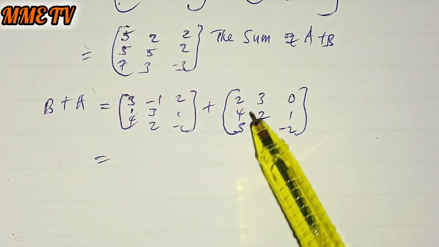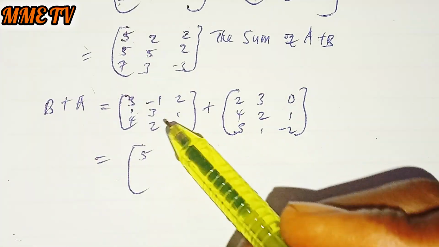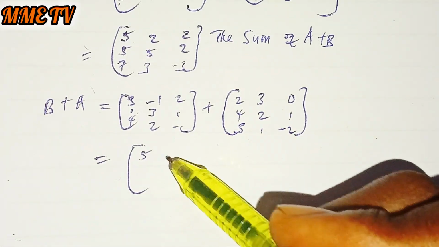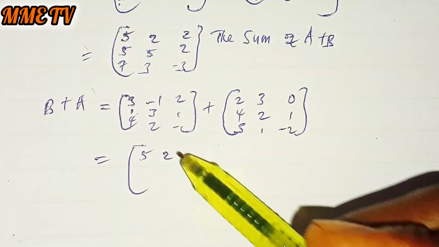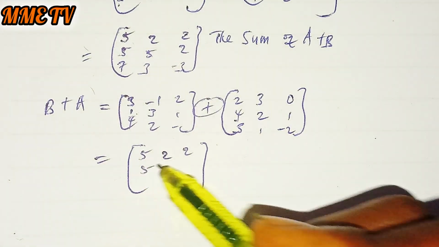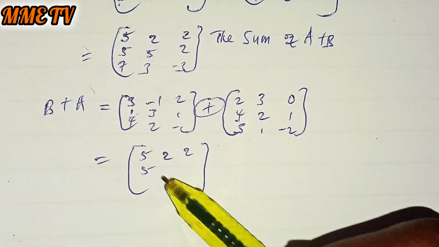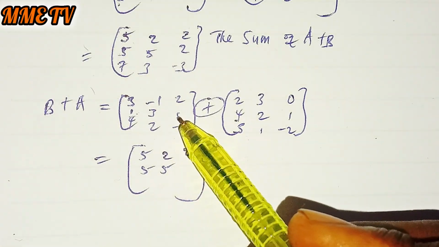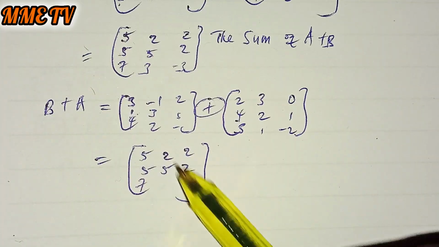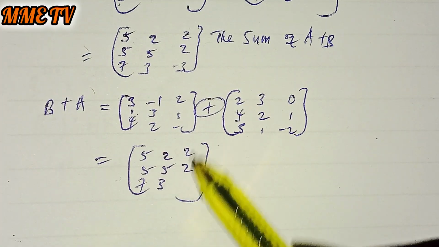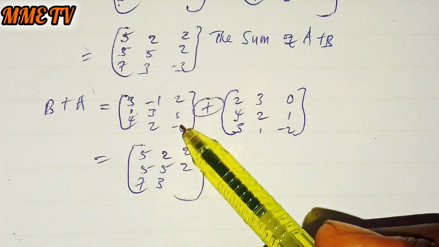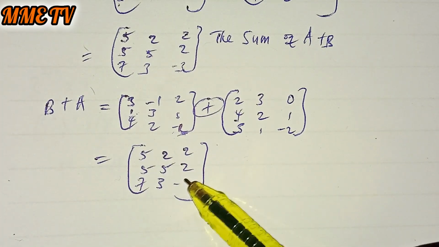So by saying again 3 plus 2, which is going to be 5, minus 1 plus 3 is going to give us 2. Then again 2 plus 0 will give us 2. Then 1 plus 4 will give us 5. 3 plus 2 will give us 5. Then 1 again plus 1 will give us 2. 4 plus 3 will give us 7. 2 plus 1 will give us 3. And then finally, remember that this is minus 1. Minus 1 minus 2 is minus 3.